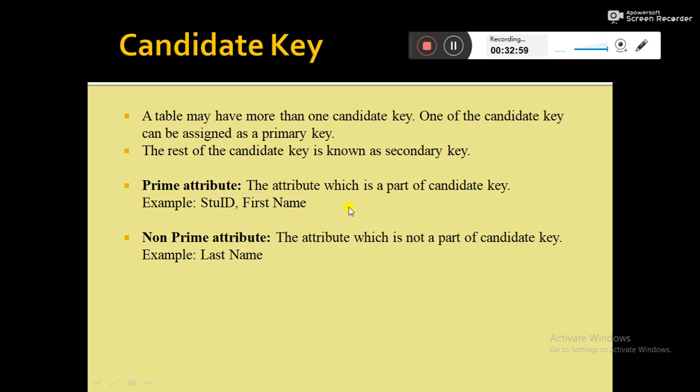And suppose, is first name a prime attribute or not? Yes, first name is a prime attribute because first name is a part of this candidate key. Similarly, is stud ID a prime attribute or not? Yes, stud ID is a part of the candidate key. So stud ID is a prime attribute.